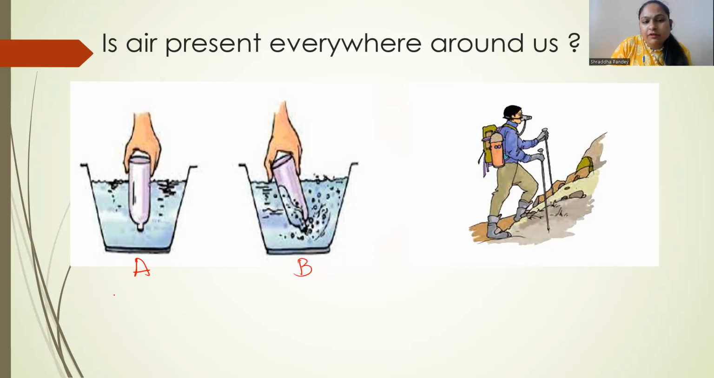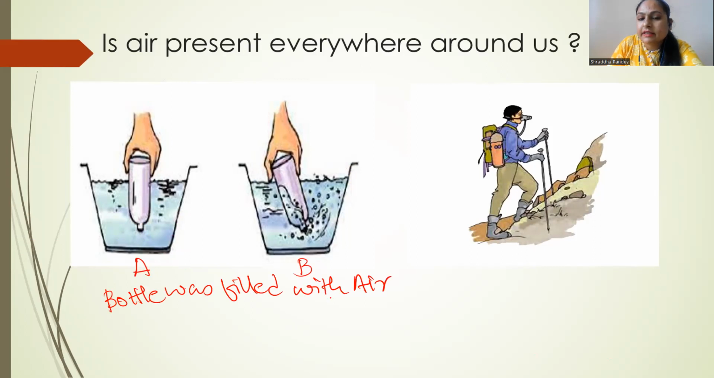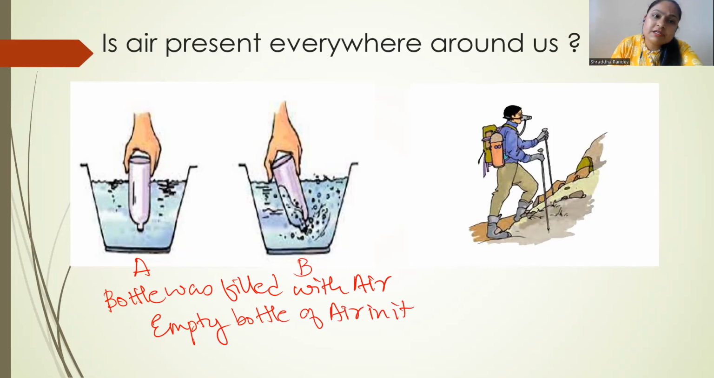So what was the bottle filled with? Initially it was filled with air. What was there inside the empty bottle? The empty bottle consists of air in it. So air is present everywhere.